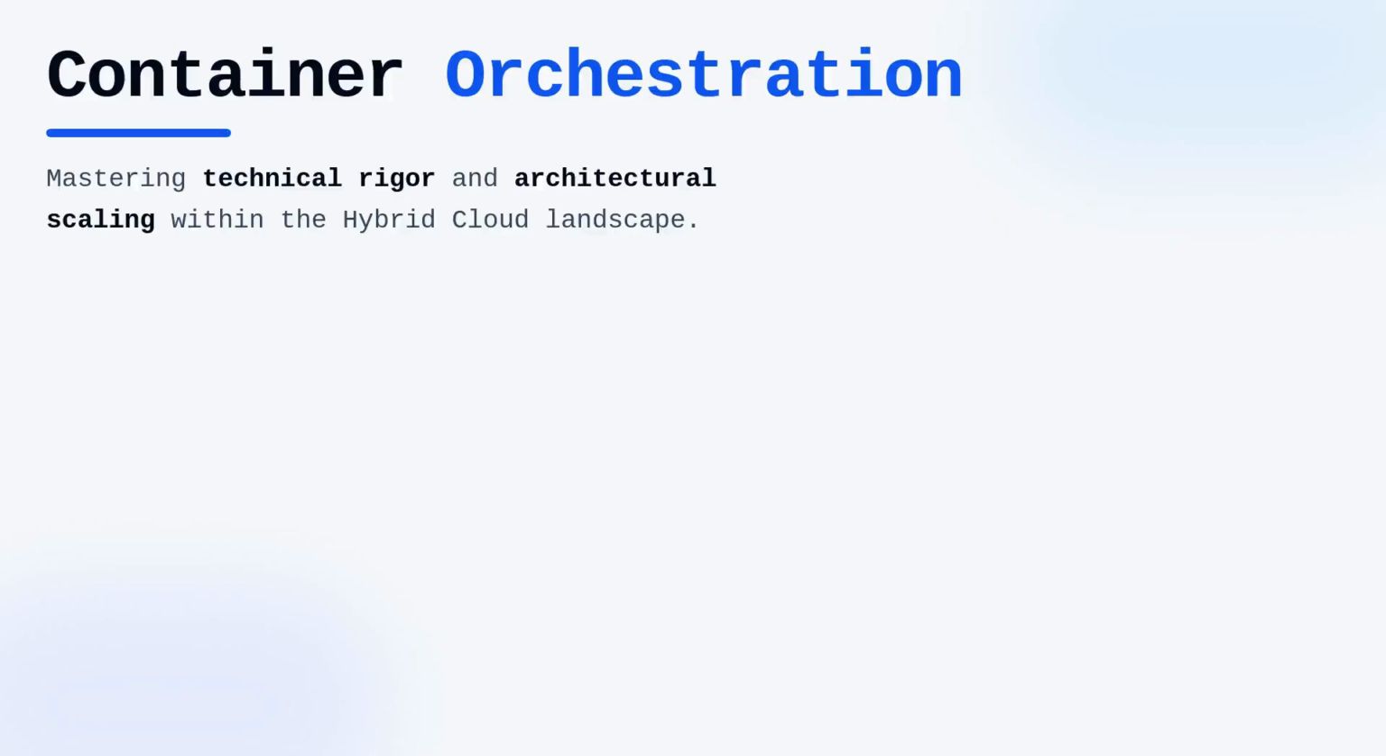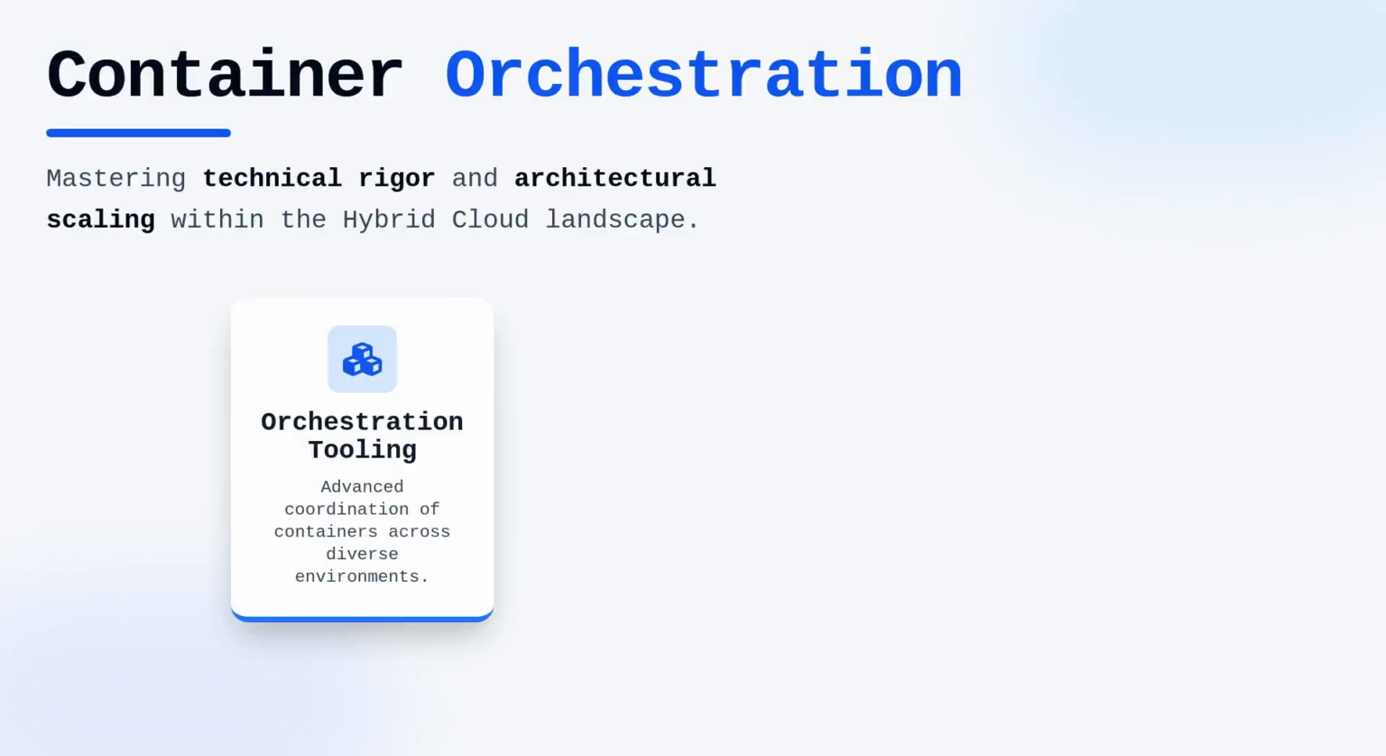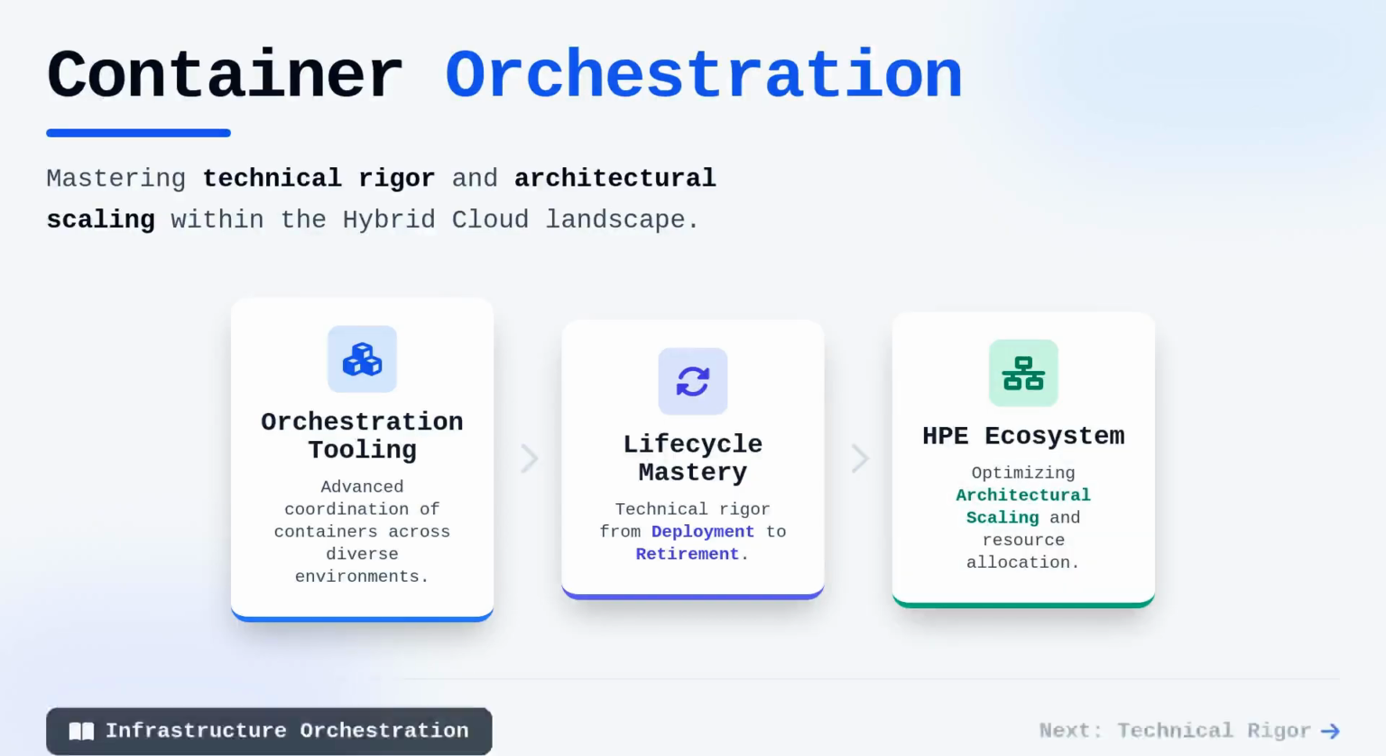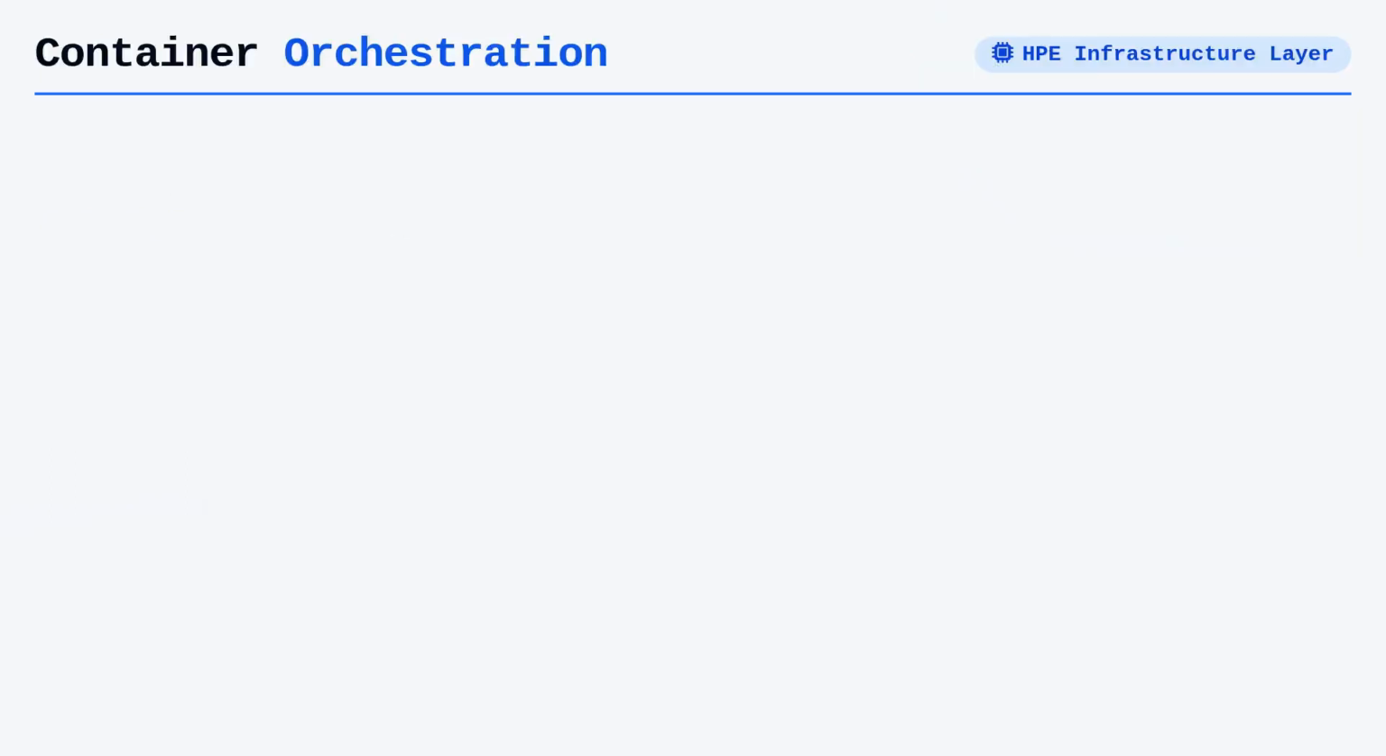Welcome back to our discussion on infrastructure orchestration, where we turn our attention specifically to container orchestration tools within the hybrid cloud landscape. This chapter will provide the necessary technical rigor to master container lifecycles and architectural scaling within the HPE ecosystem. Container orchestration represents the necessary abstraction layer for managing containerized workloads at scale, moving beyond simple execution to automated deployment, management, and networking. In the context of HPE infrastructure, orchestration tools like Kubernetes are not merely software deployments, but are tightly coupled with the underlying physical hardware to ensure performance consistency and resource efficiency.